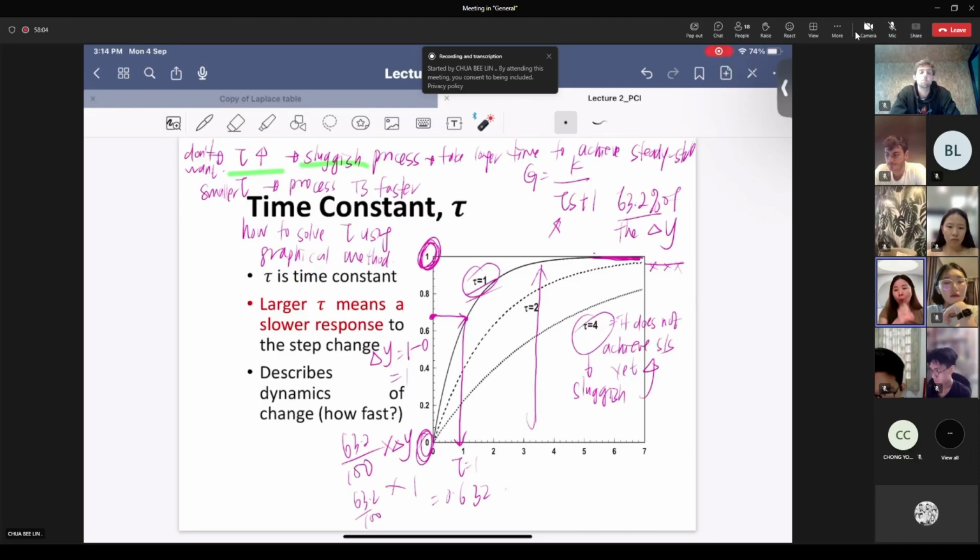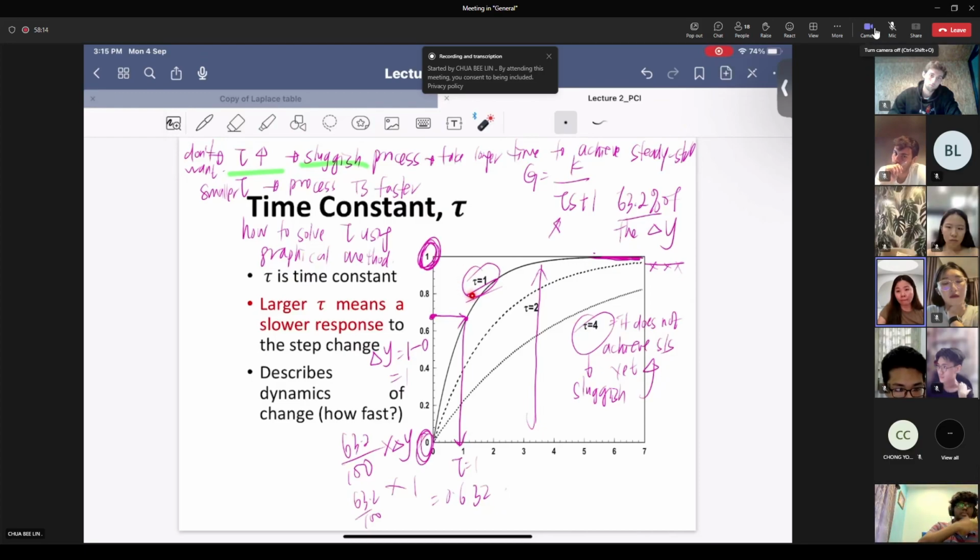If you are given tau 1, tau 2, tau 3, like tau 1 is 1, tau 2 is 2, tau 3 is 4, the question can be a simple question: which process is faster? It means tau equals 1. So this is where we use the tau to check whether the process is stable or not.